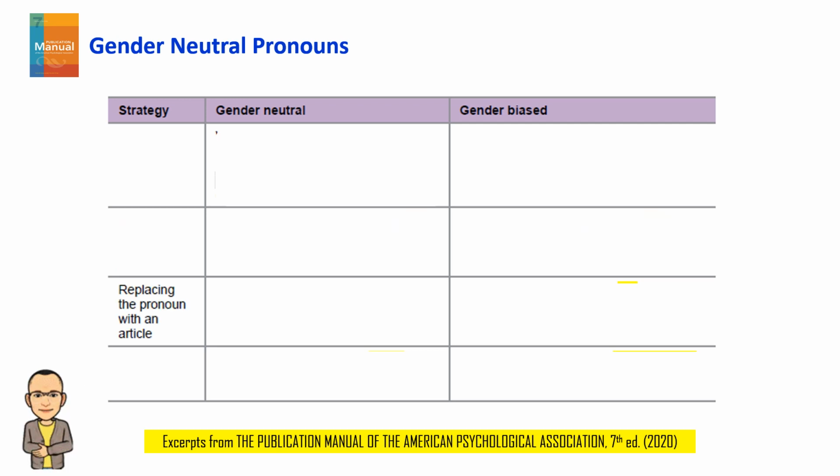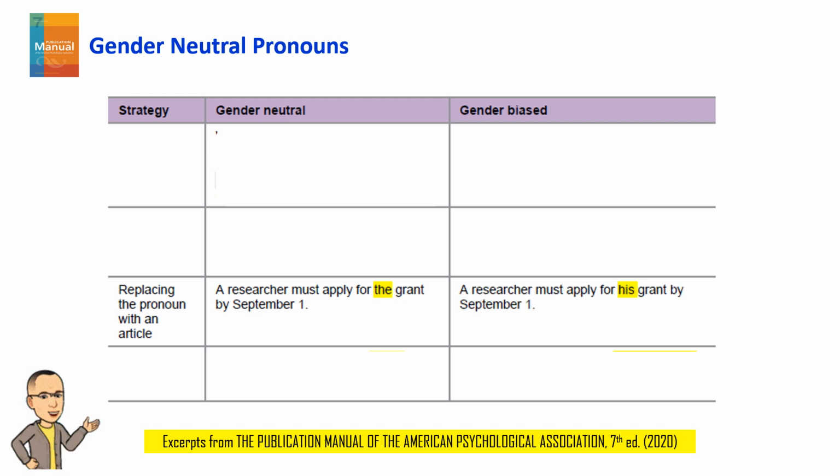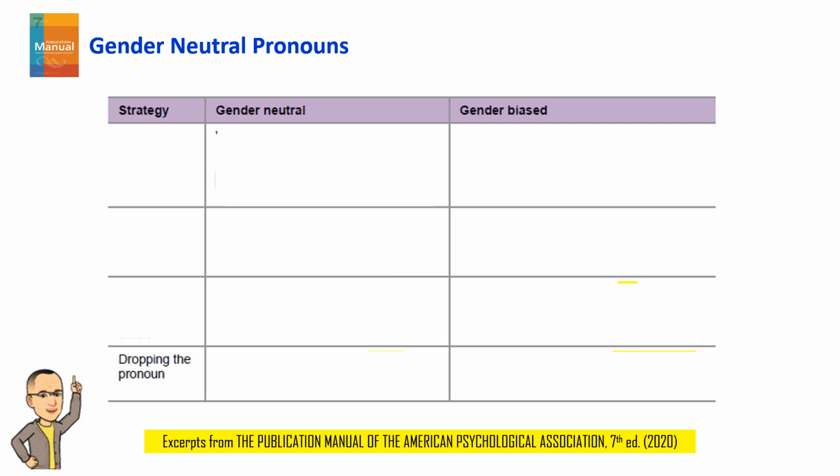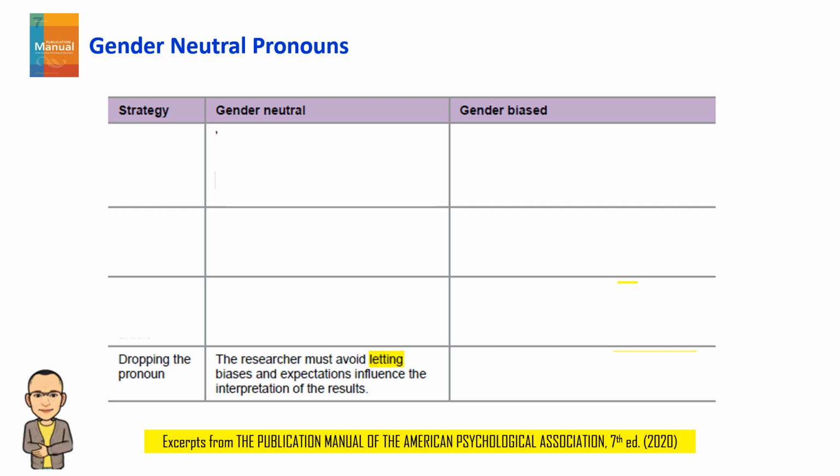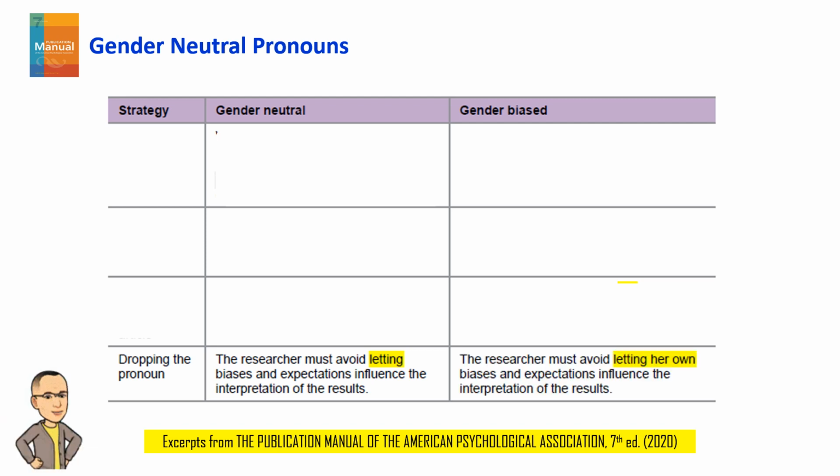The third strategy is replacing the pronoun with an article. Gender neutral: a researcher must apply for the grant by September 1. The gender-biased counterpart: a researcher must apply for his grant by September 1. The fourth strategy is dropping the pronoun. Gender neutral: the researcher must avoid letting biases and expectations influence the interpretation of the results. The gender-biased counterpart: the researcher must avoid letting her own biases and expectations influence the interpretation of the results.